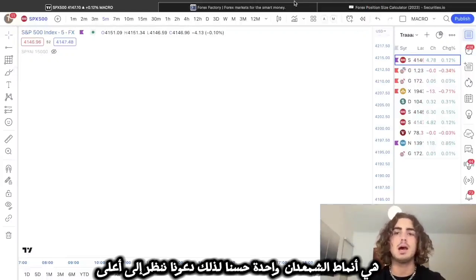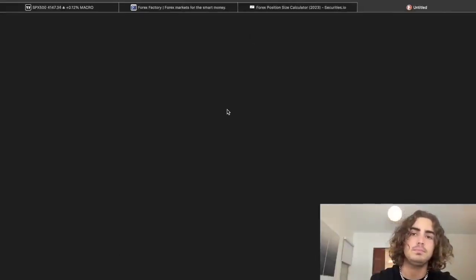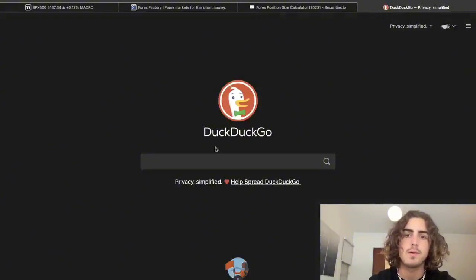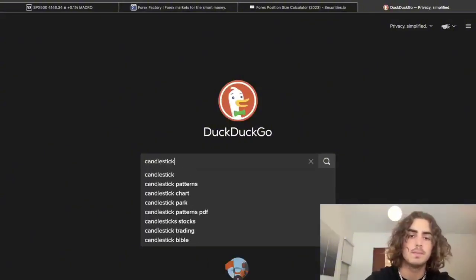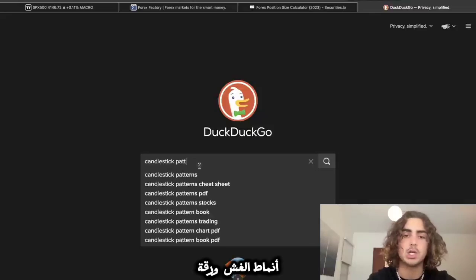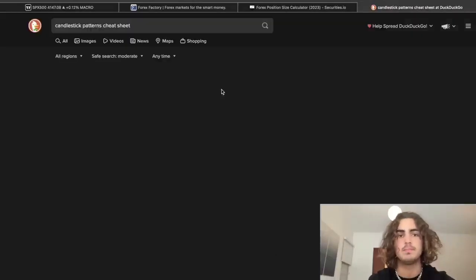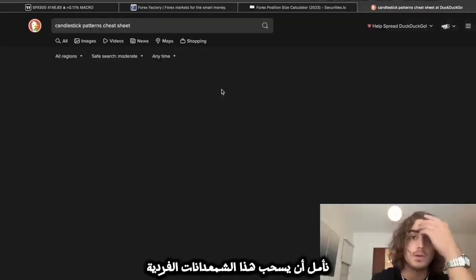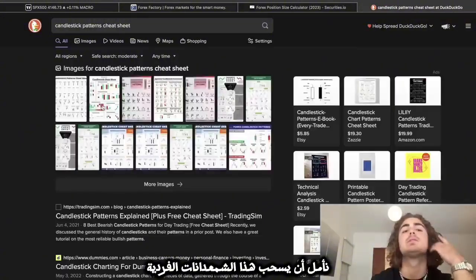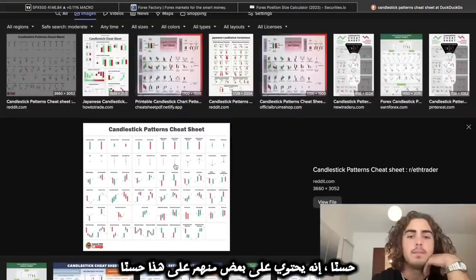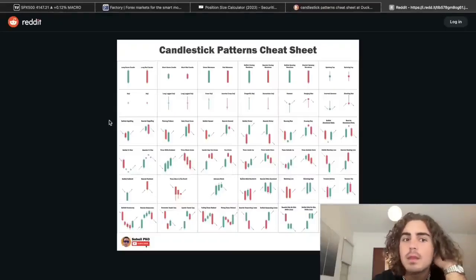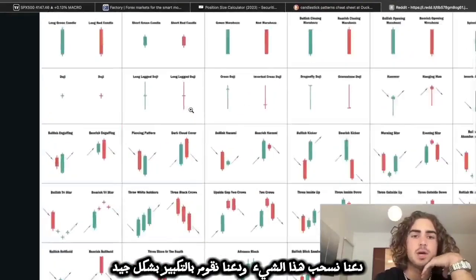So let's look up if this thing will load. Candlestick patterns cheat sheet. Hopefully this pulls up the single candlesticks. Okay, good. It has some of them on this. Let's pull this thing up and zoom on in.